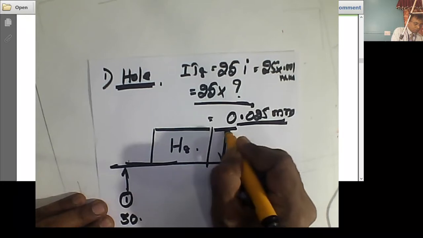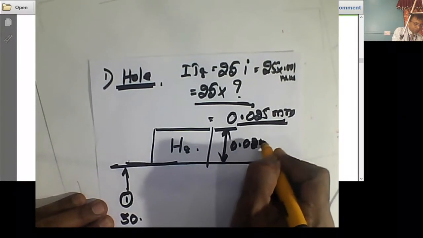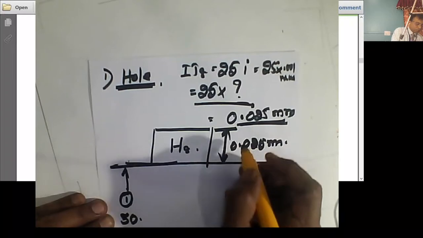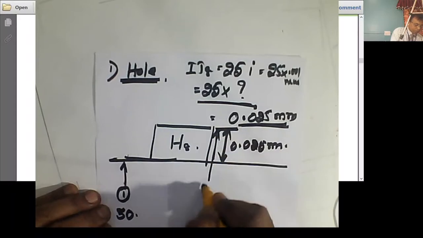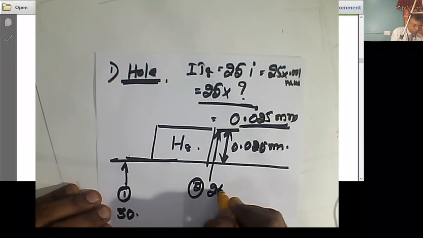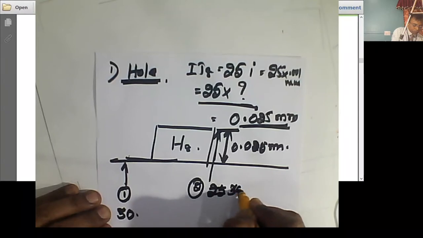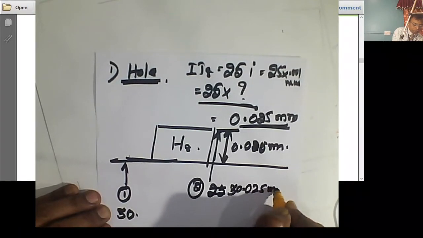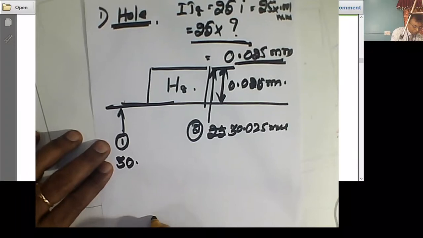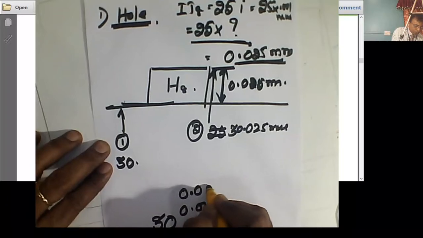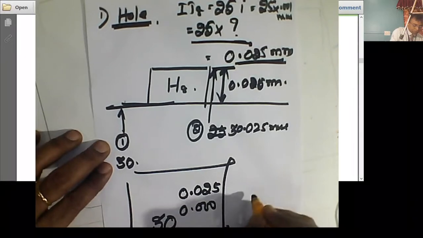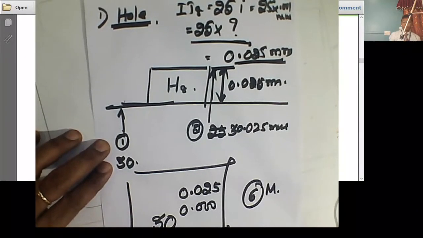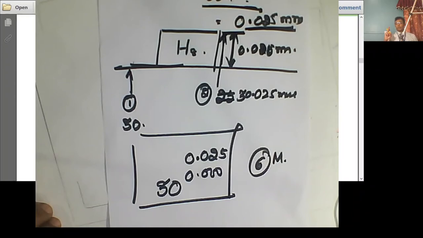That's all. Now, this is one value, that is 30 mm, already given. The deviation is 0.025 mm. So obviously the second value here, number 2, is 30.025 mm. So the two values of the hole are 30.000 and 30.025 mm. That's all. 6 marks straight away, all values in mm.